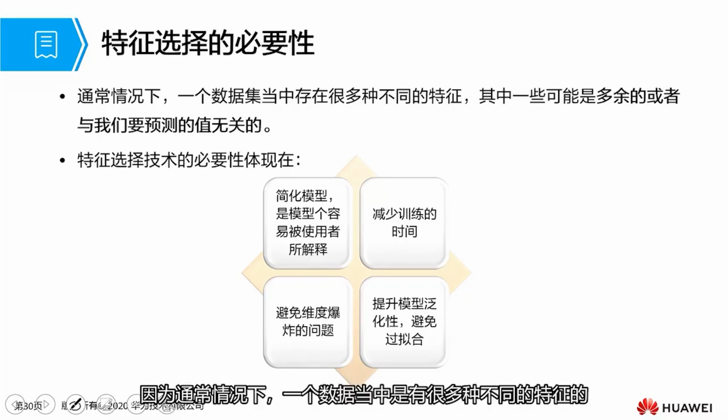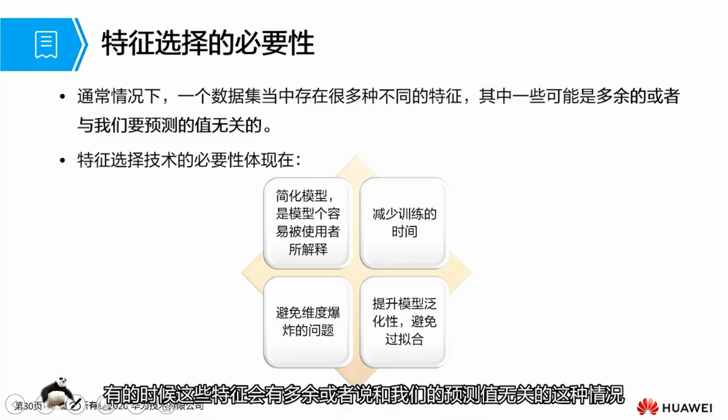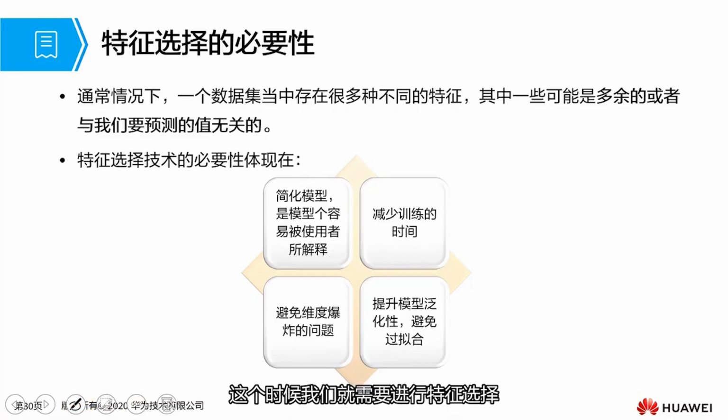It can simplify the model and make the model easier to interpret. It can also avoid the issue of dimension explosion. And it can also reduce training time, right? The amount of data is reduced, so the training time is naturally shorter. And it can enhance the generalization of the model.